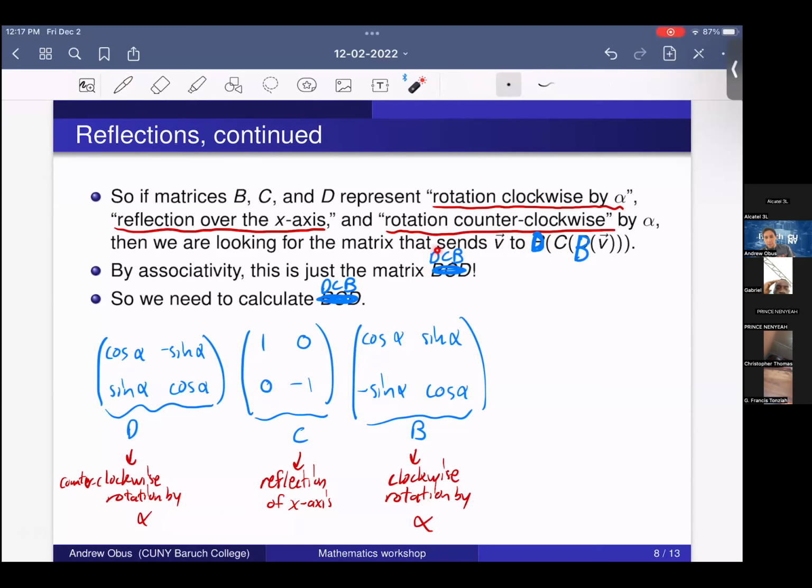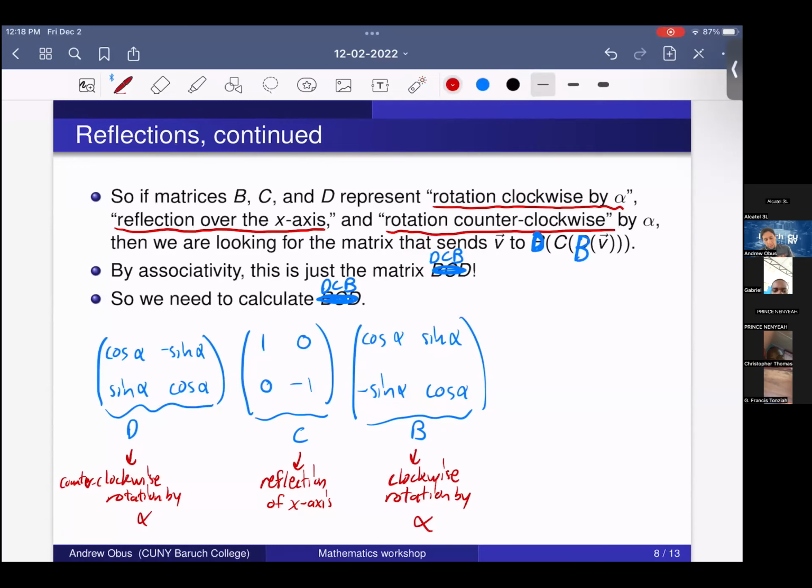So now what we have to do is multiply these matrices DCB together to figure this out. We are going to be calculating this now. Let's do this calculation, and then I'll answer your question a little bit later. We're going to multiply all these three matrices together.